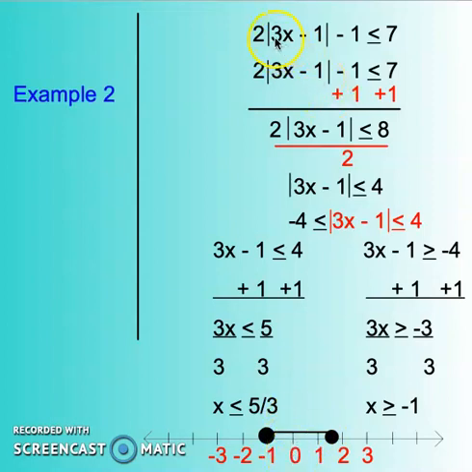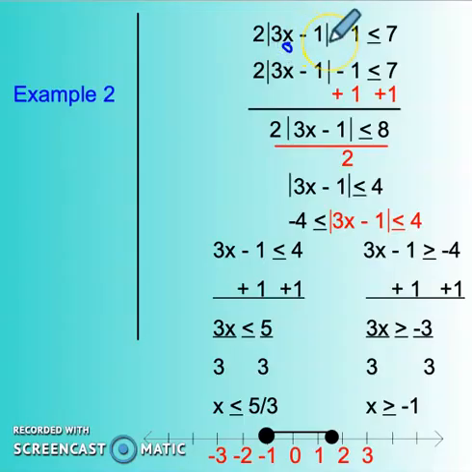So if I put 0 in here, I have 3 times 0 is 0, and then minus 1 is negative 1. But I have to take the absolute value. So the absolute value of negative 1 is 1. 1 times 2 is 2, minus 1 is 1. Is 1 less than or equal to 7? Yes, it is. So these solutions in the middle right here are the only solutions that will make this true.